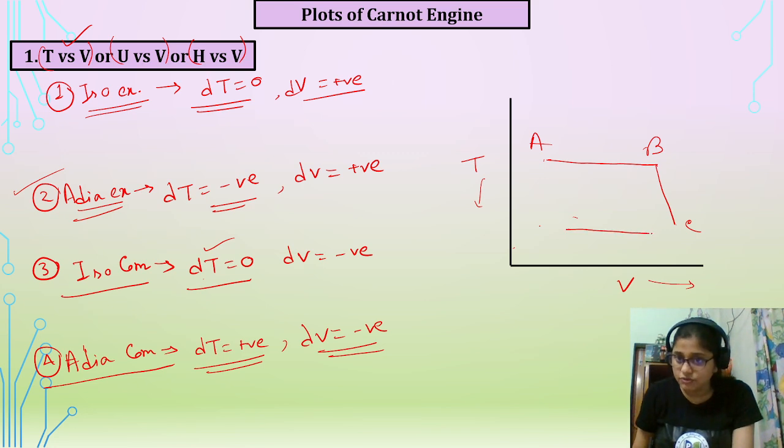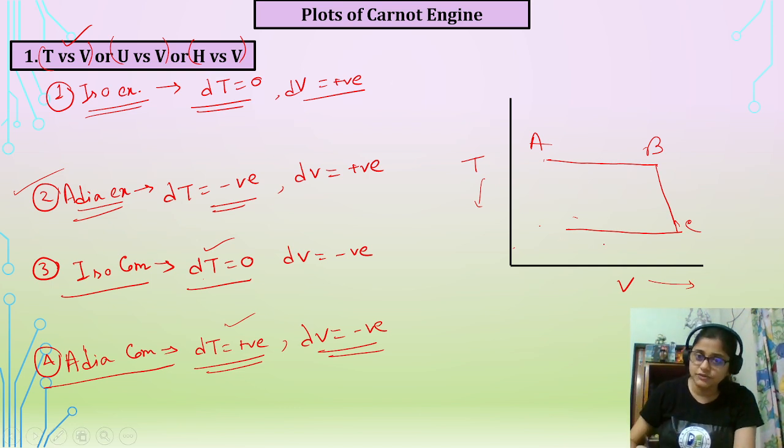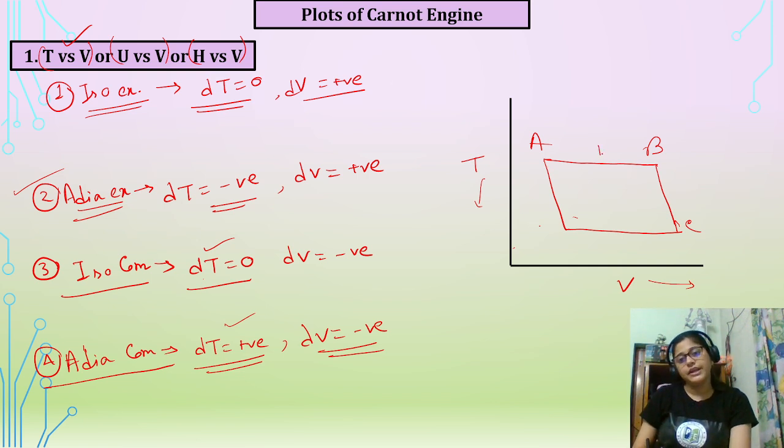Parallel to x-axis it will be. Okay, I am trying to draw this one, and then it will be dt positive. The last step, dt positive and dv negative. dv negative means we have to go this way, so that dv will be negative this way. Okay, and dt is positive. Fine. 1, 2, 3, and 4.